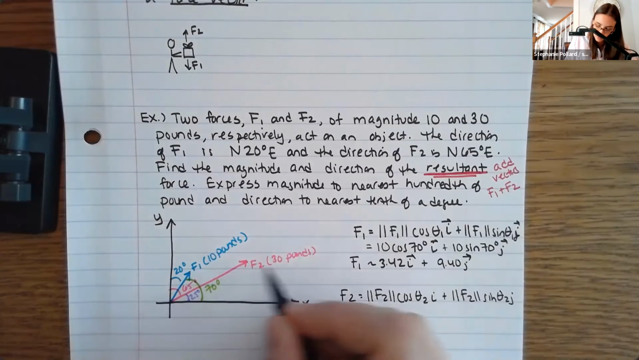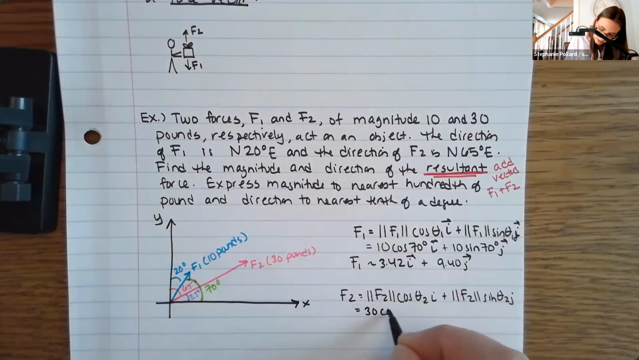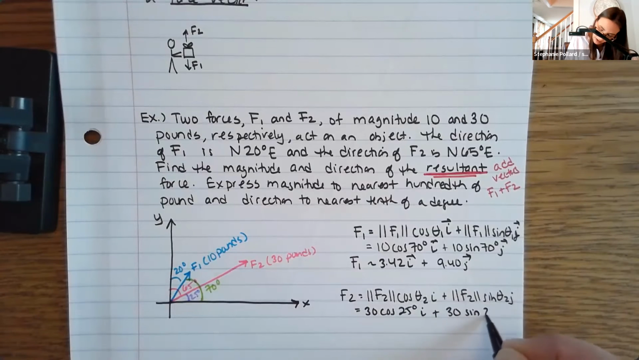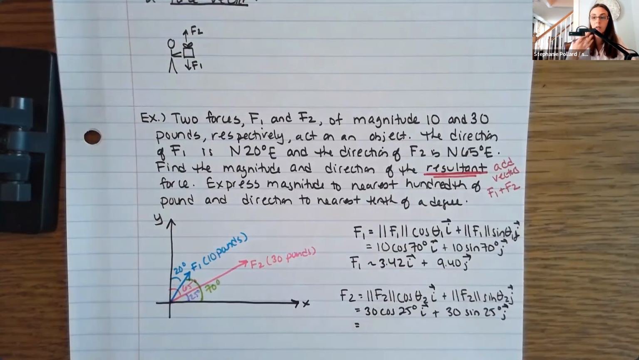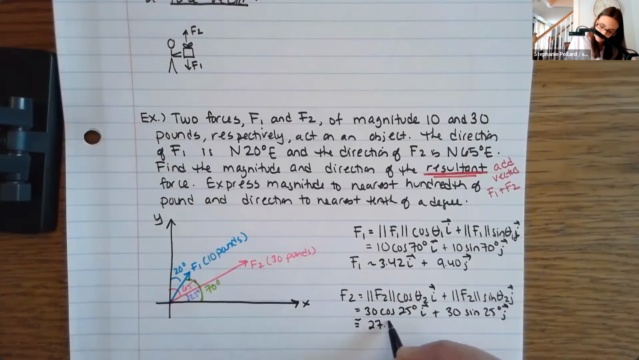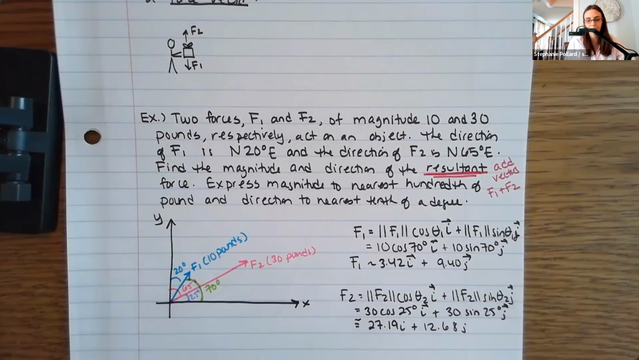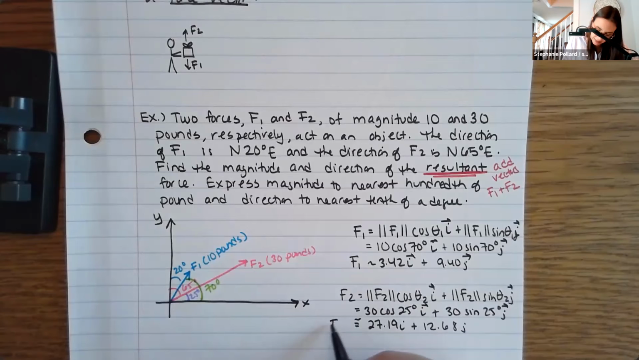Here, the pink one has a force of 30. So it's going to be 30 cosine of 25 degrees times i, and then 30 sine of 25 degrees, j. Now remember, i and j are vectors. Now here again, we can use our calculator. Just make sure you're in degree mode here. You're going to do cosine of 25 degrees times 30, and you get about 27.19. And then for the second one, when you multiply that, you get about 12.68 j. So that would be my second vector.